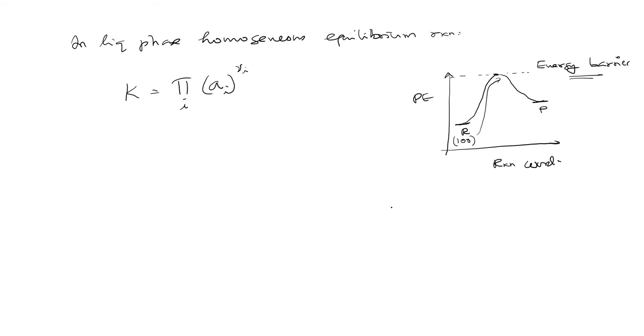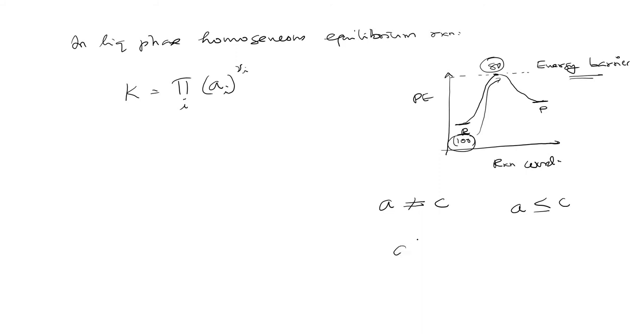So here, activity is not equal to concentration. 100 is the concentration, but how many molecules cross the energy barrier? If I assume 80 molecules, then that 80 is the active molecules. So activity is usually not equal to concentration. In general, activity will be less than concentration. This is the usual case; very rarely it may be equal to concentration. So activity is less than or equal to concentration.